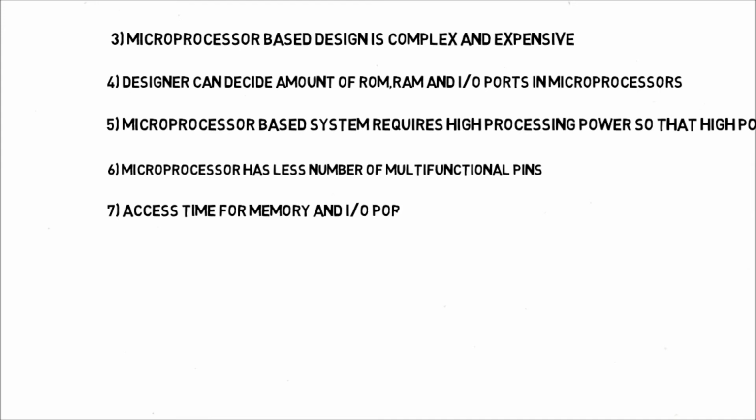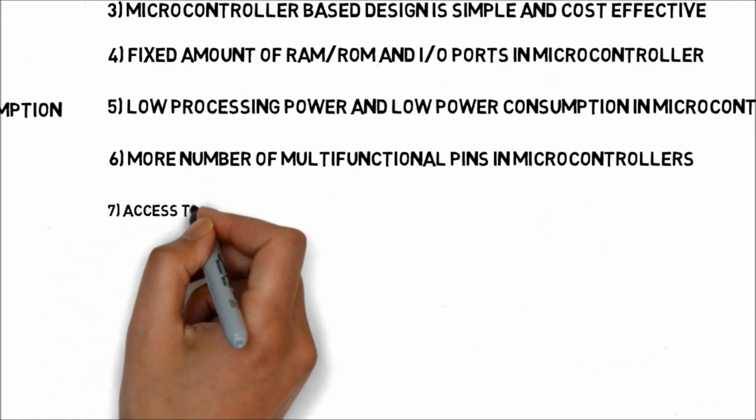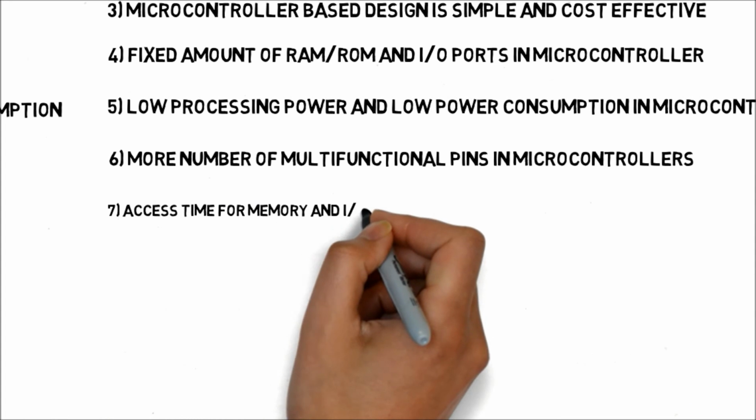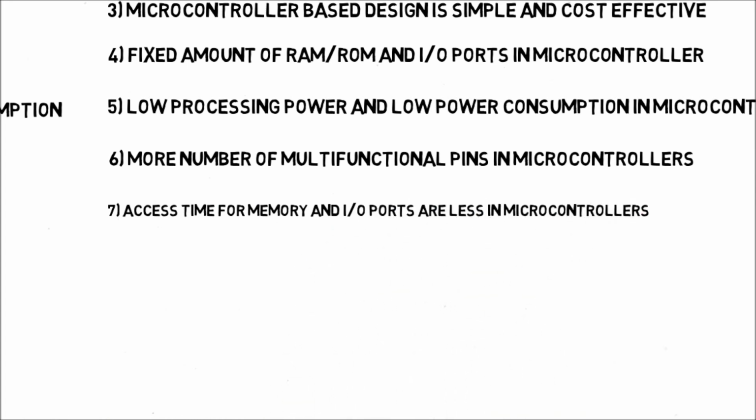Looking at the next point, access time for memory and input output is more in a microprocessor. That's because you are externally interfacing the memory and input output ports. So the time to fetch or write details into memory and input output ports is going to be more. Whereas the access time for memory and input output ports is going to be less in a microcontroller because it's already inbuilt in microcontrollers.